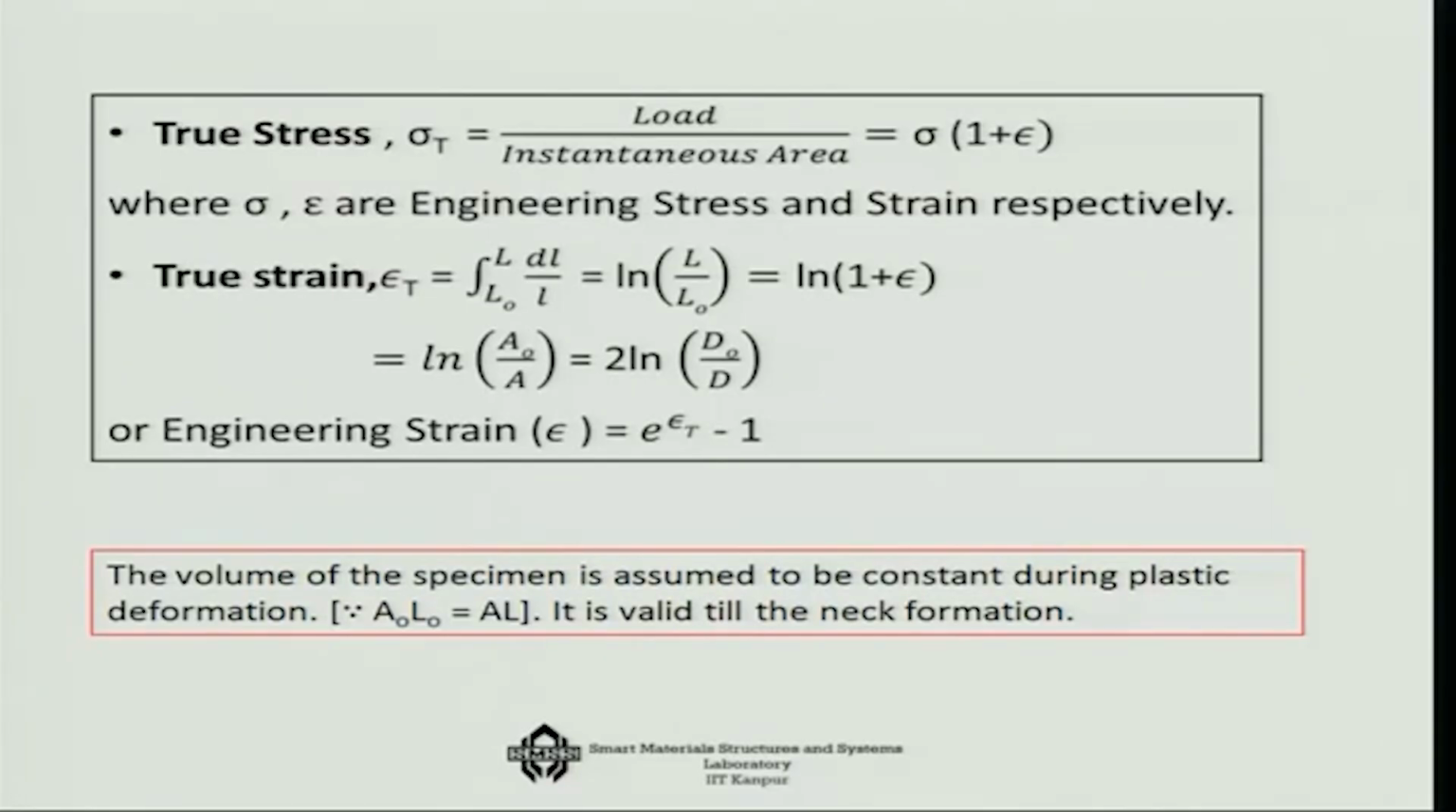So, the true stress is denoted by this relationship, which is sigma t as sigma times 1 plus epsilon, and the true strain epsilon t is log of 1 plus epsilon. Okay. And the relationship between engineering strain and true strain is governed by this relationship. So, this is what you can very simply obtain mathematically.